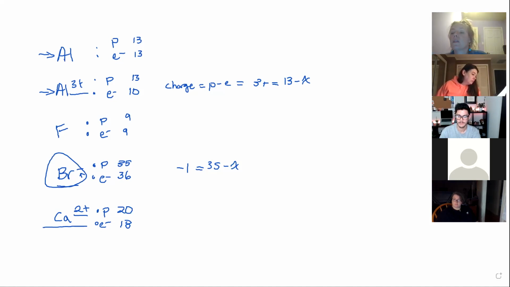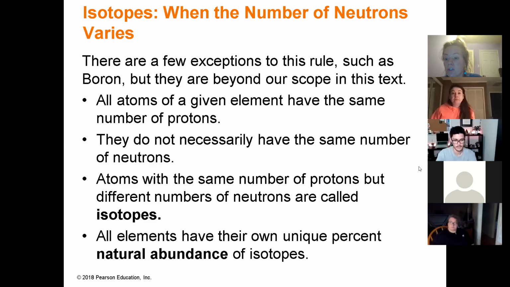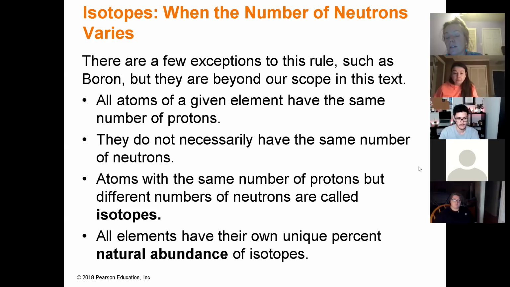Next thing we're going to move into, because we've talked about, protons are not something we can mess around with, right? If it's that element, it needs to have that number of protons. Electrons can change. If we change the number of electrons, it changes the material's charge. It doesn't change what it fundamentally is. Aluminum versus aluminum 3+, they're both still aluminum, but the aluminum 3+ has a slightly different charge. We can also play around with the number of neutrons, okay, or the number of neutrons can vary.